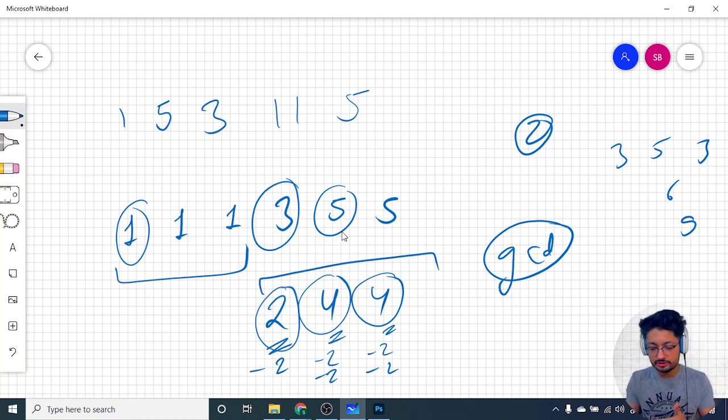So that's the whole logic. You just have to do the GCD of all the differences of the smallest number with all the numbers. And what is the case for -1 then? Let's say that all the numbers are equal already.